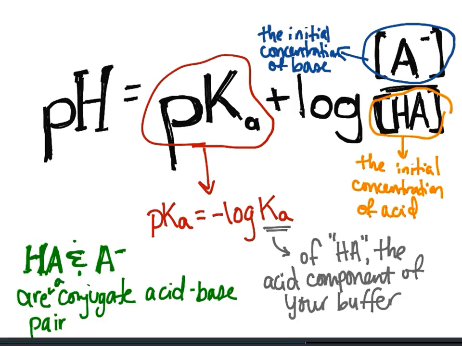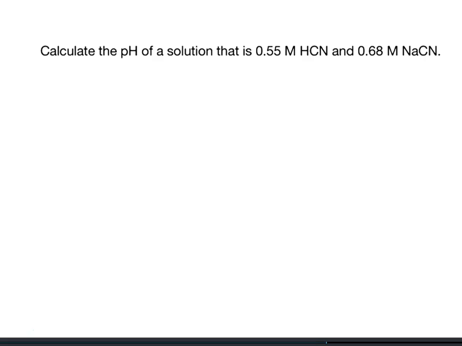HA and A minus are a conjugate acid-base pair. It can't be any acid and base. They have to be related to each other by the same equilibrium: HA goes to H plus and A minus. They have to be a conjugate acid-base pair. I think the best way to show you how to use this is to just do an example calculation.